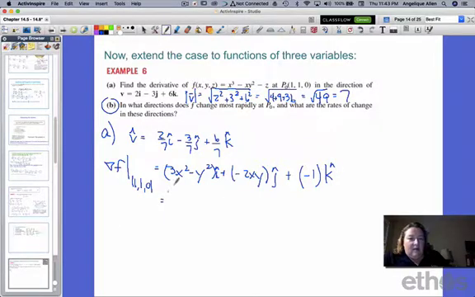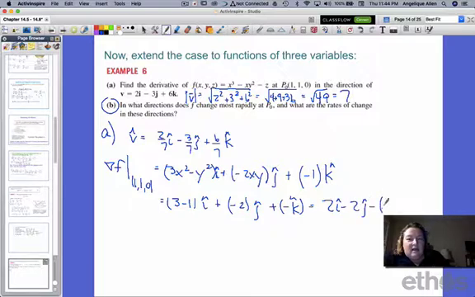So we need to evaluate this at the point (1, 1, 0). So we're going to put a 1 in for x and a 1 in for y. That's going to be 3 minus 1, so 2i. All right. Negative 2 times 1 is negative 2j. And there's no variables here, so it's just minus k. And finally, cleaning up, we've got 2i minus 2j minus k. Here is our gradient vector.